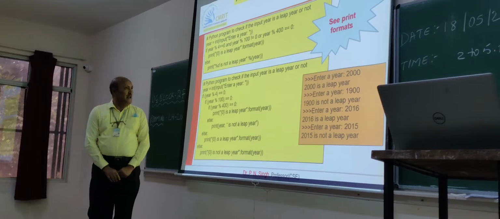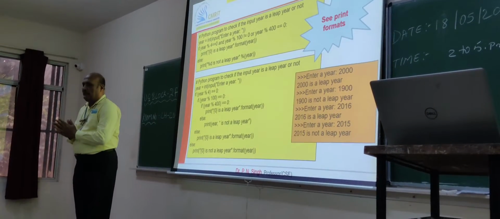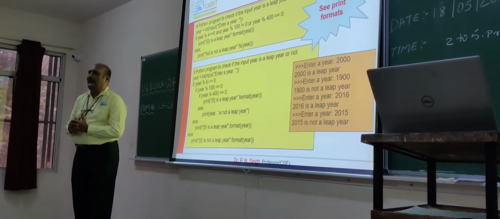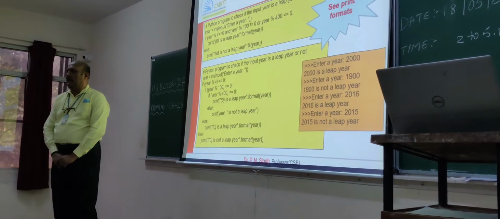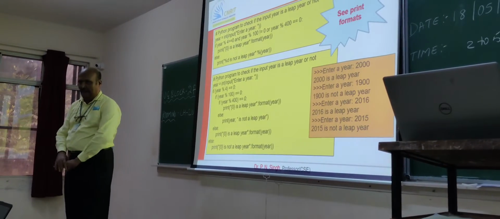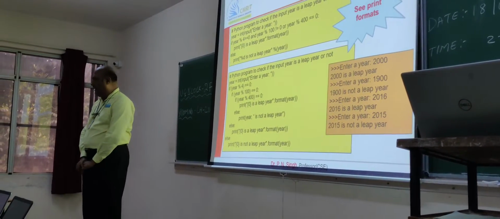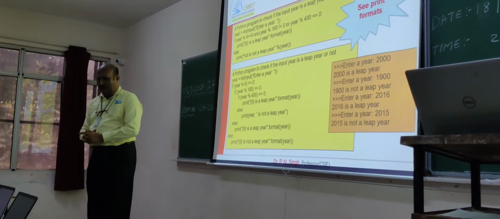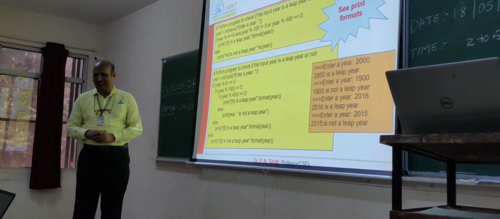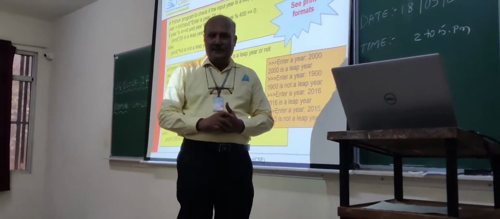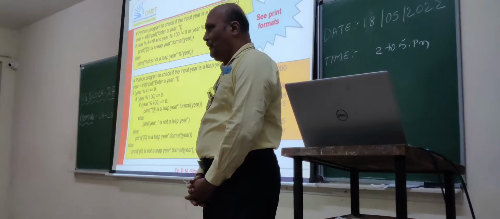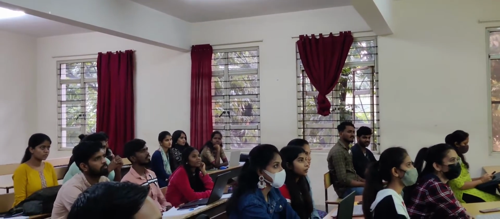So now we are discussing the program in Python to check whether a year is a leap year or not. In general, we know the concept that if a year is divided by 4 exactly and leaves the remainder 0, we will say it is a leap year. But one more twist is there. If it is a century year, like 1900, 2000, 2100, that is a century year.